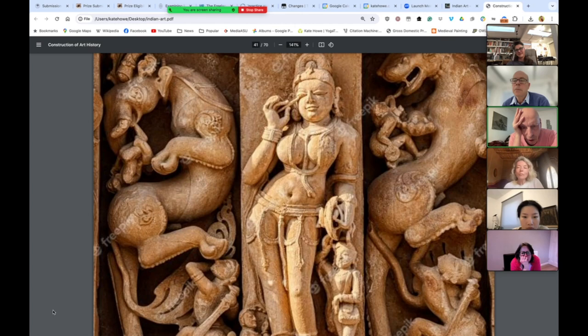And some very delicate observations, like this female figure making up the eye.